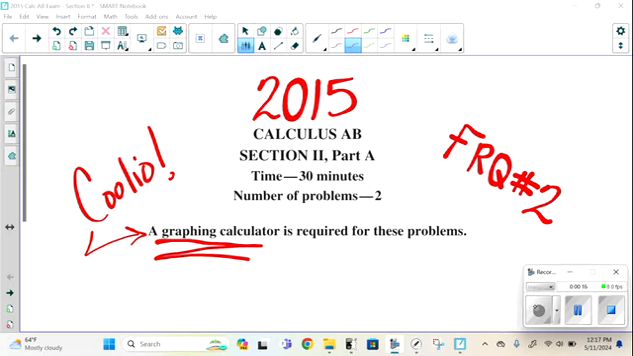You're here because you either got this assigned to you and you don't know how to do it, or you're studying for the AP Calculus AB exam, which either way is a positive thing. We do get a graphing calculator, so coolio. That's cool. All right, let's start.